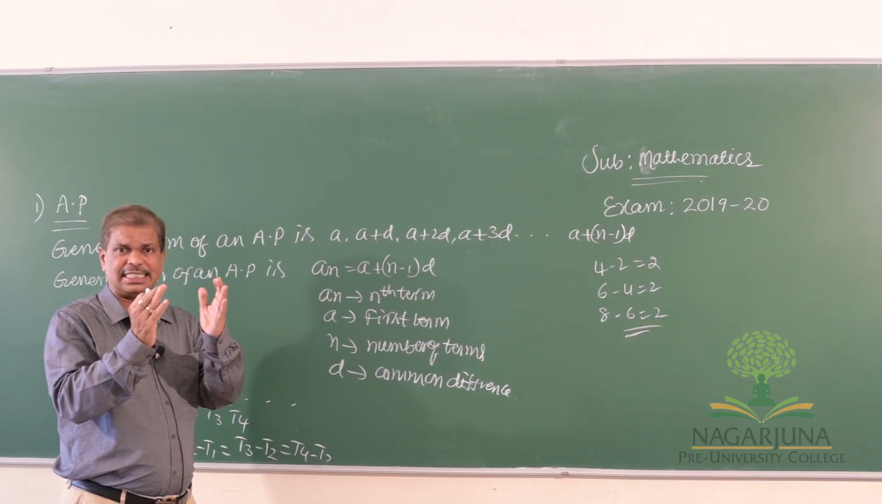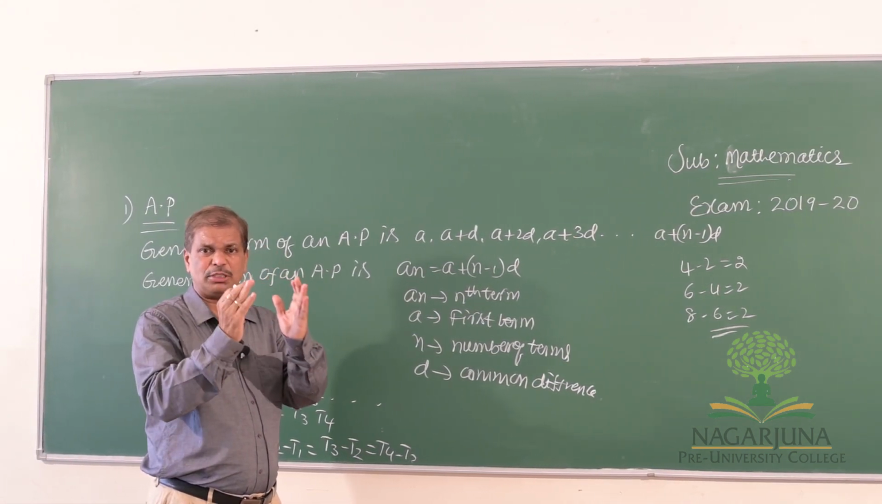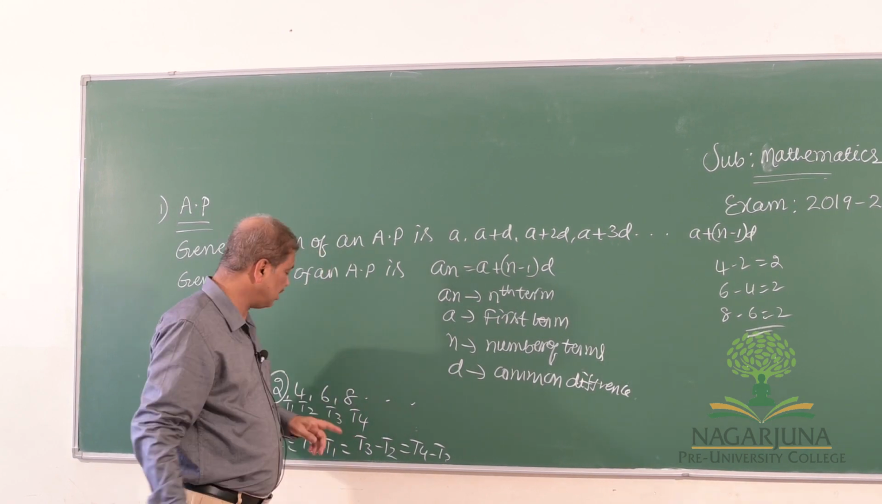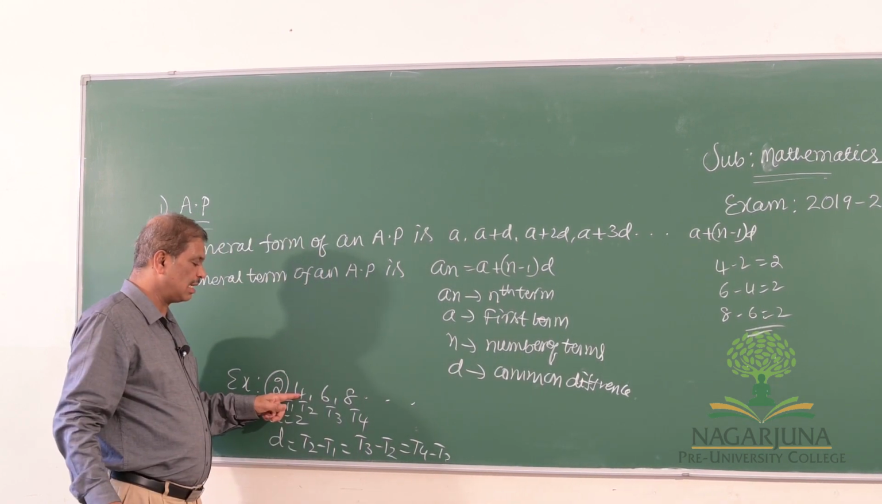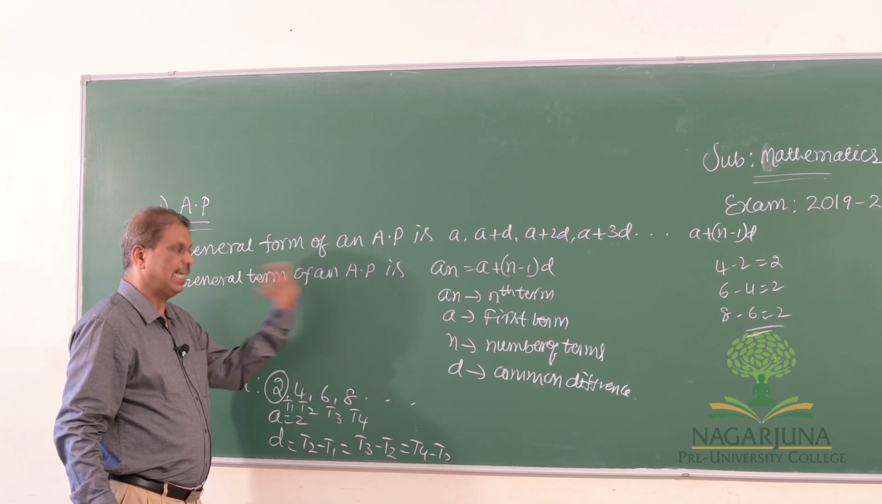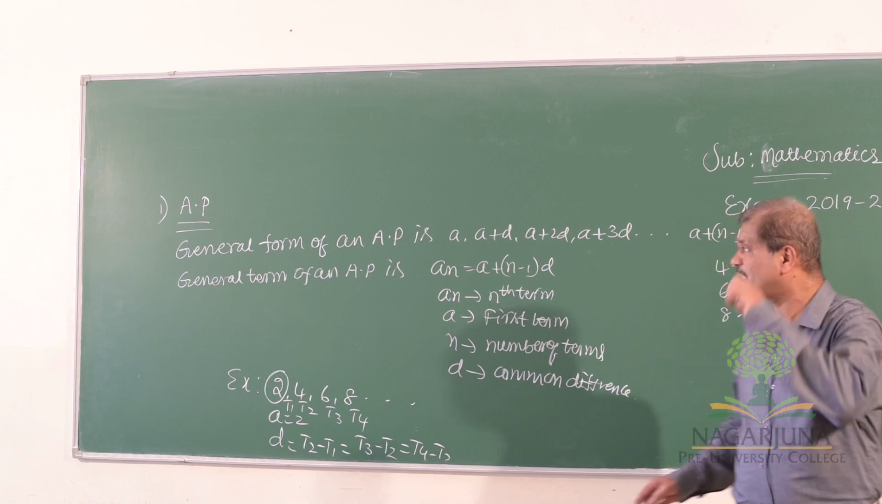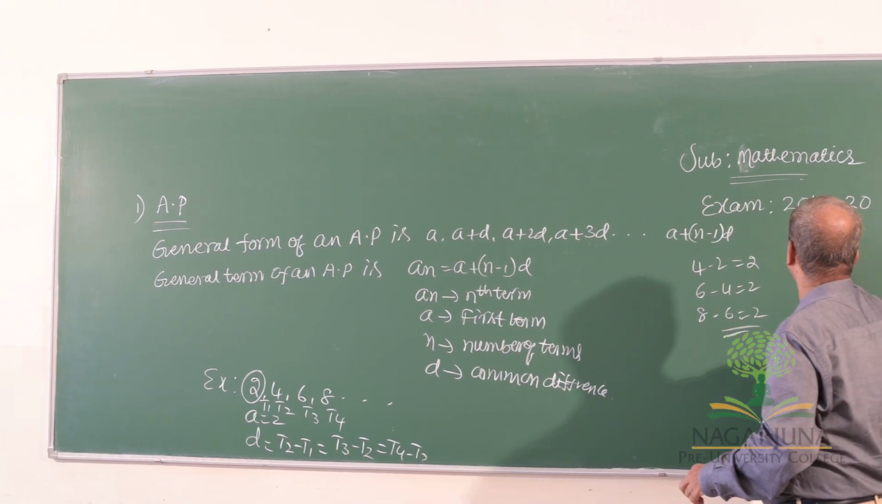Arithmetic progression is a sequence in which the difference between any two consecutive terms is a constant. Consecutive means 2, 4, then 4, 6, then 6, 8 and so on. Next there will be the arithmetic series.